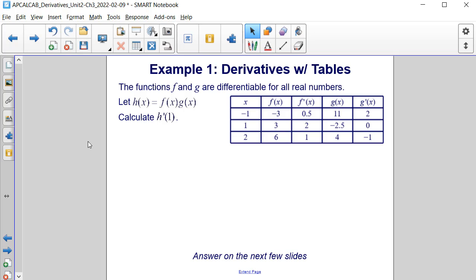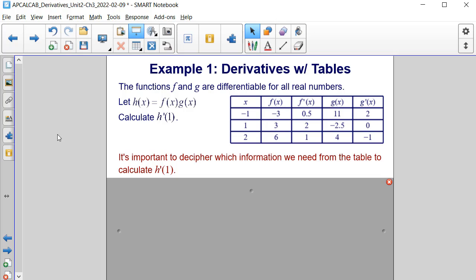The functions f and g are differentiable for all real numbers. Let h of x be equal to f of x times g of x. Calculate h prime of 1. It's important to decipher which information we will need from the table to calculate h prime of 1. The first thing to notice in the given information is that h of x is equal to the product of two functions. So in order to find its derivative, h prime of x, we're going to need to apply the product rule.